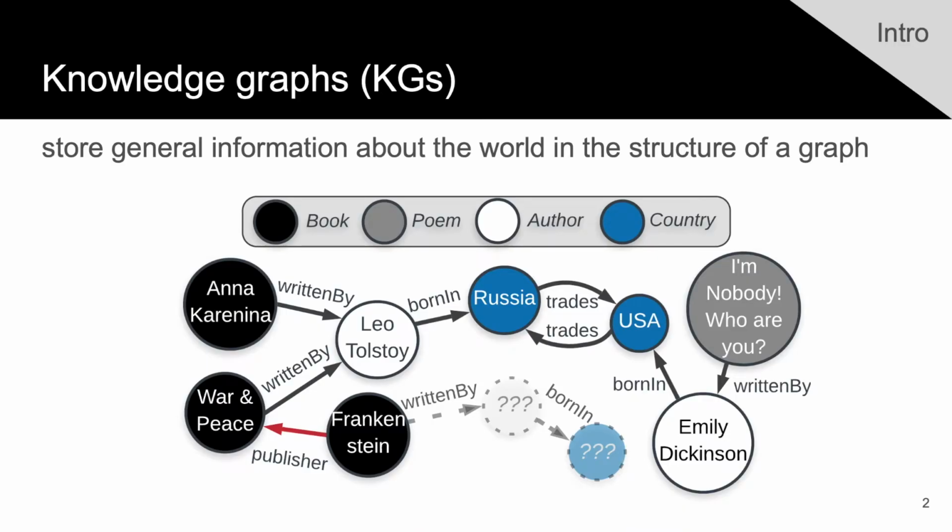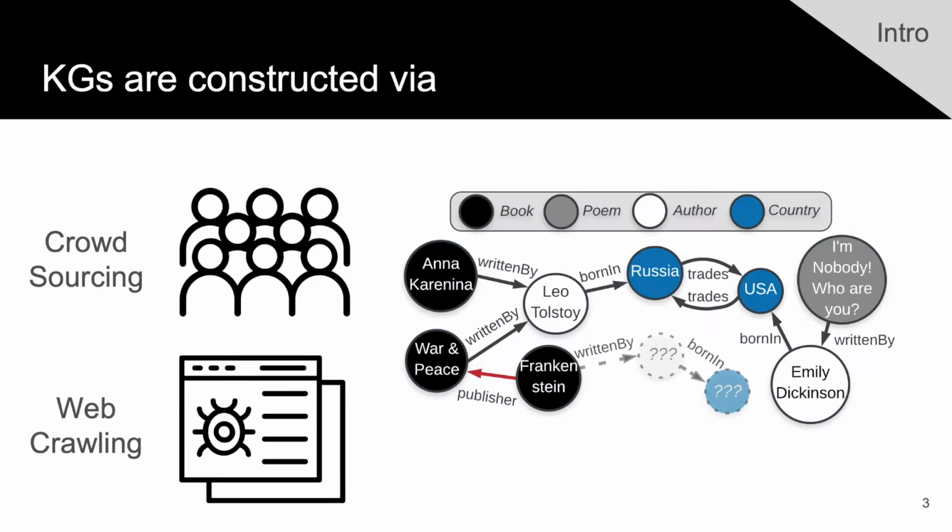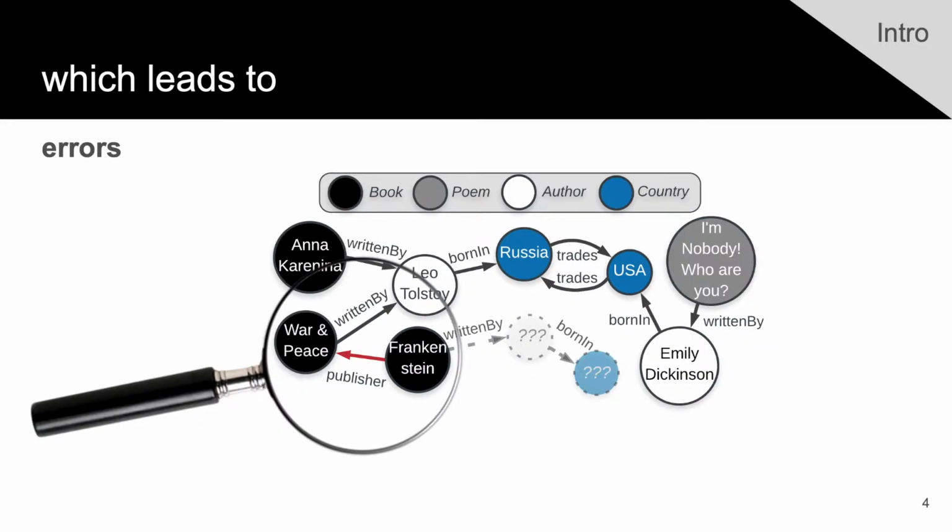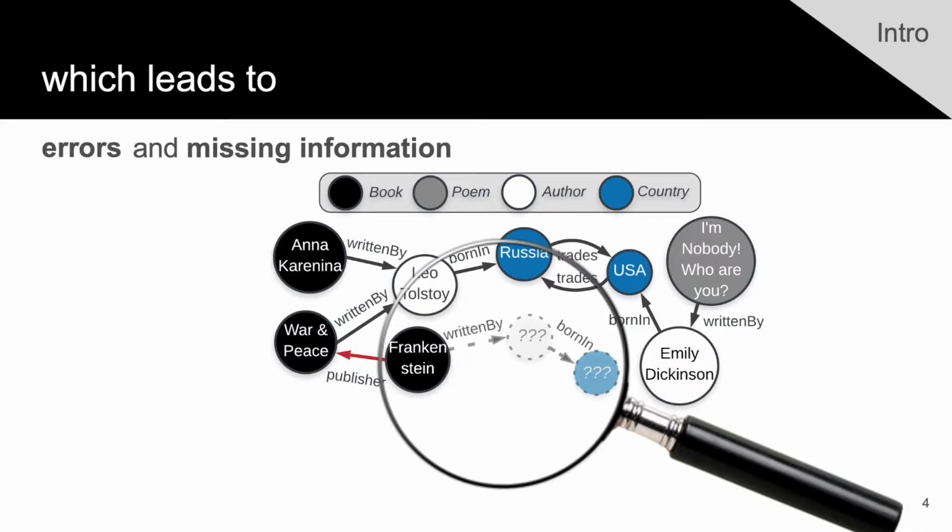Knowledge graphs store general information about the world in the structure of a graph. For example, the fact that Anna Karenina was written by Leo Tolstoy. Knowledge graphs are constructed via mechanisms like crowdsourcing and web crawling. Due to the noise inherent in these processes, knowledge graphs contain errors. For example, the fact that Frankenstein, a book, published War and Peace, another book, is an erroneous fact. At the same time, there is missing information in knowledge graphs. For example, the author of Frankenstein might not be present in the knowledge graph.